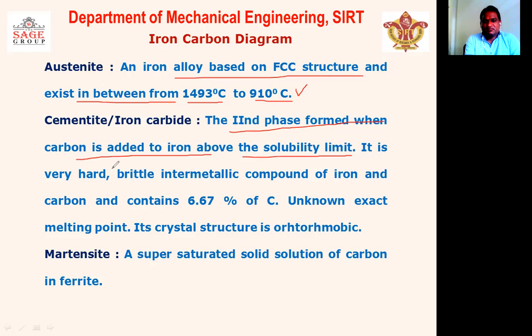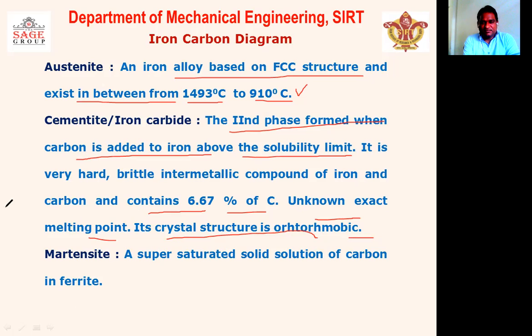It is a very hard, brittle, intermetallic compound of iron and carbon. The carbon content is higher, and it will increase up to 6.67 percent. The exact melting point is unknown. Its crystal structure is orthorhombic. The cementite phase contains an orthorhombic crystal structure.